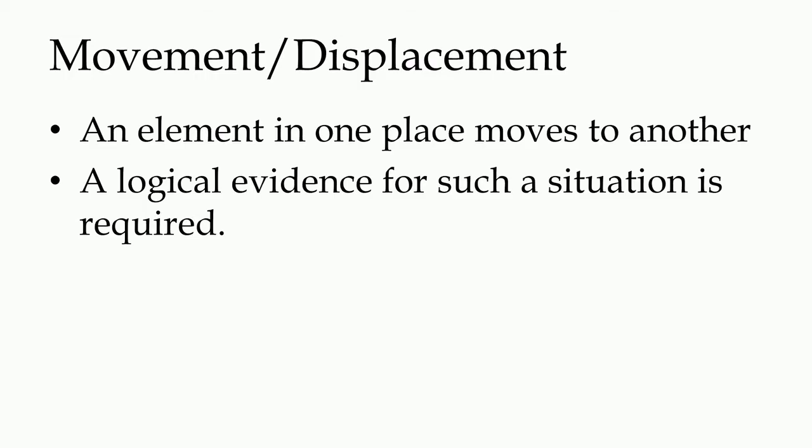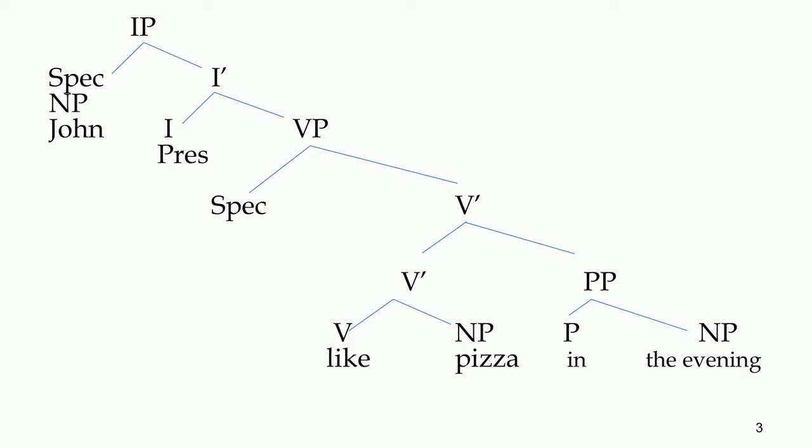So we have said that an element in one position, when it goes to some other, that is called movement. And there has to be physical evidence of such a movement. There has to be a relationship between the two elements to establish that the same element from one position has gone to the other one, and then there has to be logical evidence for such a situation. What did we see last time from the examples that you see on the screen?